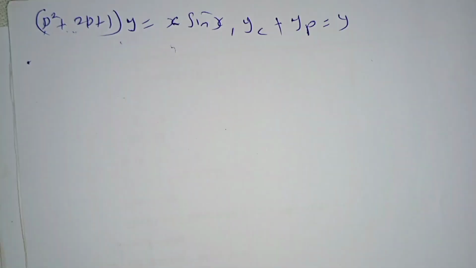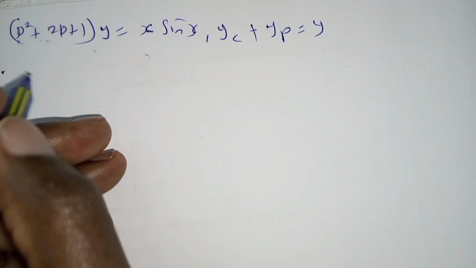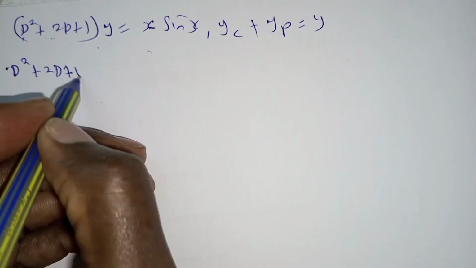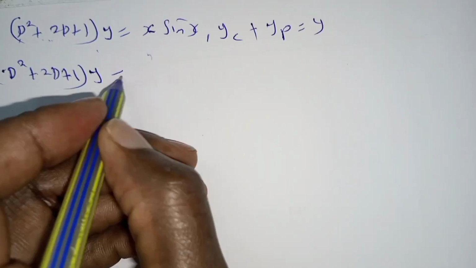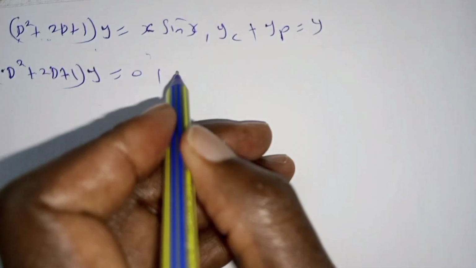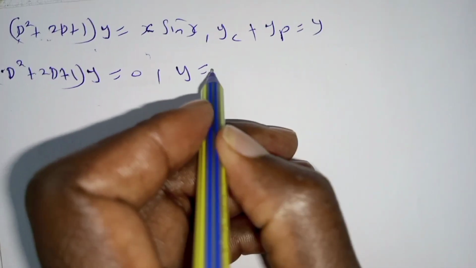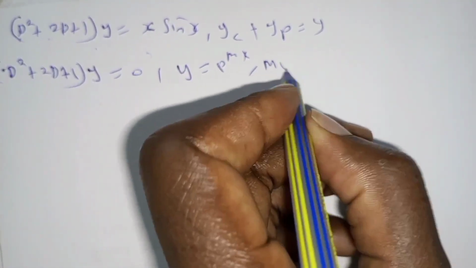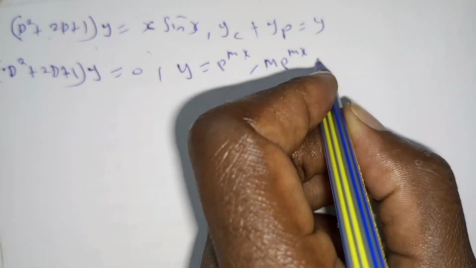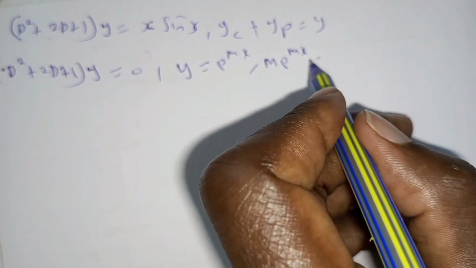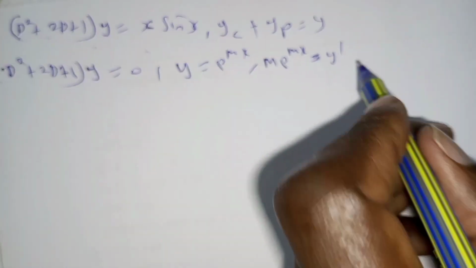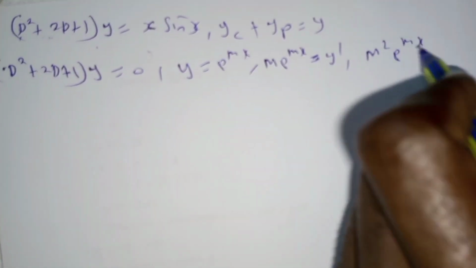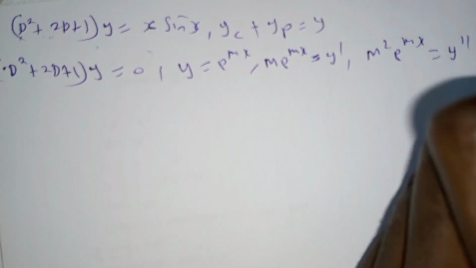So first of all, we want the complementary part, whereby we are going to have the reduced form of our equation as (D squared + 2D + 1) multiplied by y is equal to 0. We let our y be equal to e^(mx). We differentiate y once to get m e^(mx), which is y prime. We differentiate it twice to get m squared e^(mx), which is y double prime.